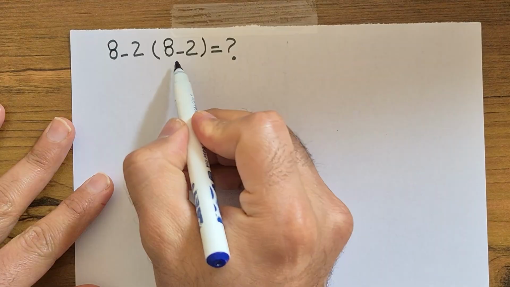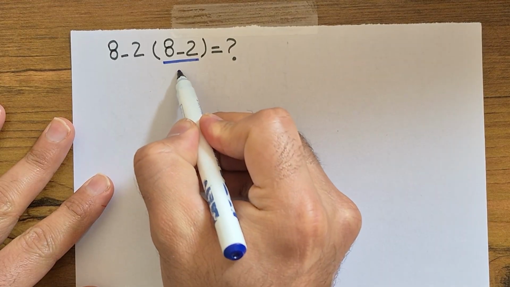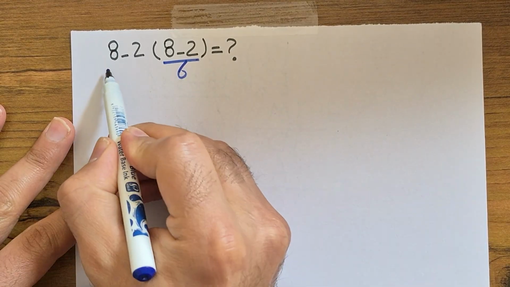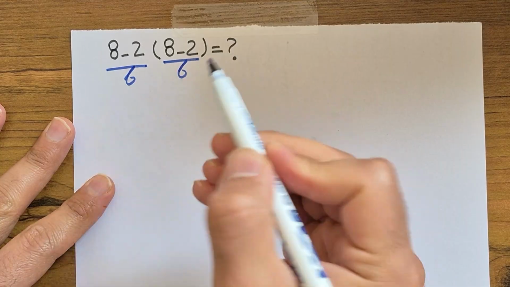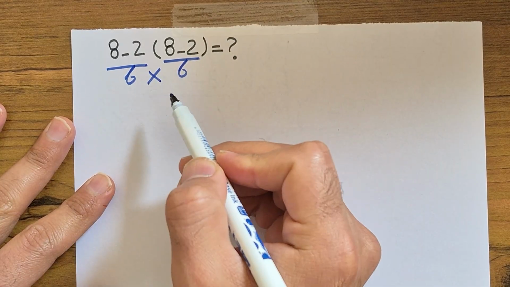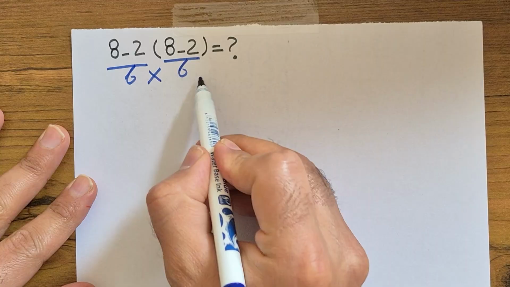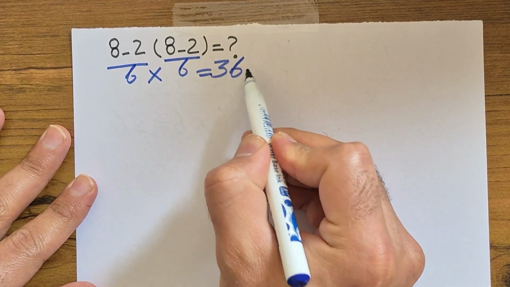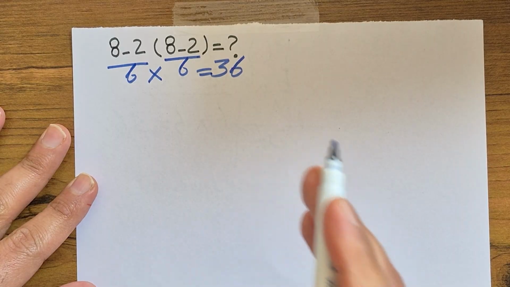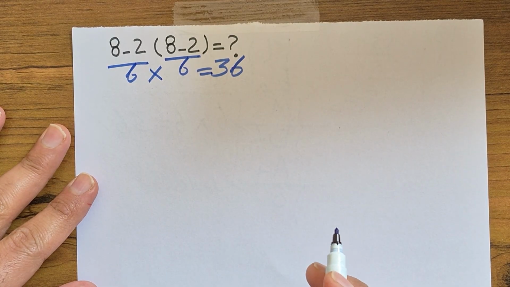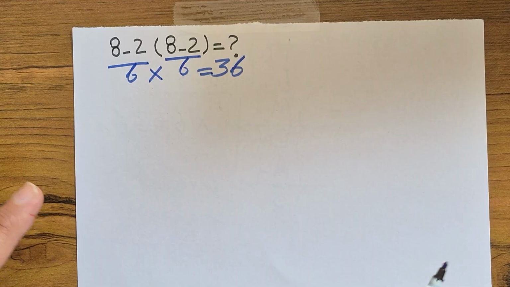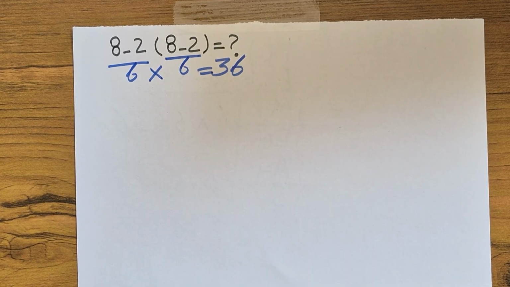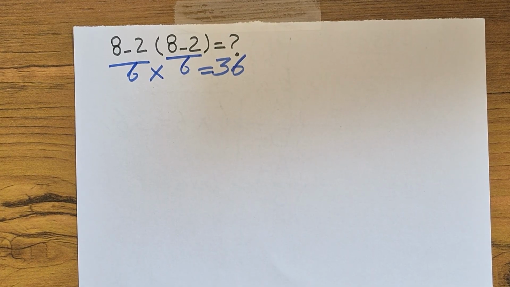8 minus 2 gives us 6, right? And then we have 8 minus 2 that also gives us 6. So 6 multiplied by 6 gives us 36. But this is the wrong answer. But why? Because you fell for a big trap, hook, line, and sinker.